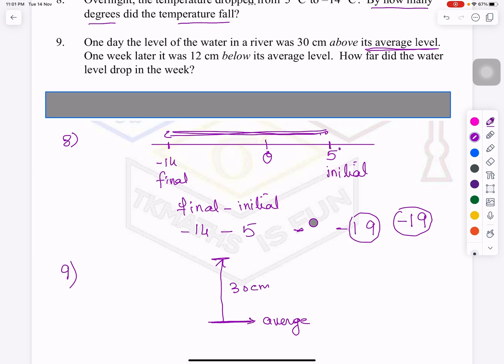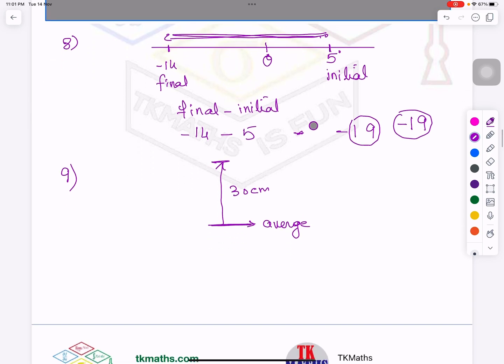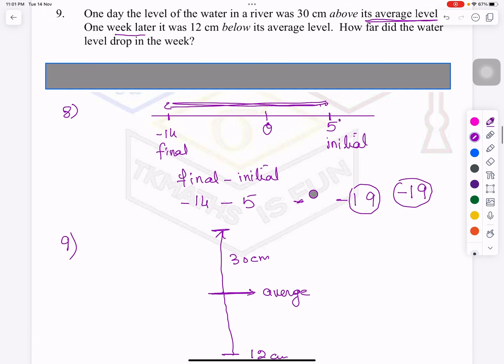One week later, after a week, it was 12 centimeter below its average level. So how many below? Here, 12 centimeter. So how far did the water level drop in the week?